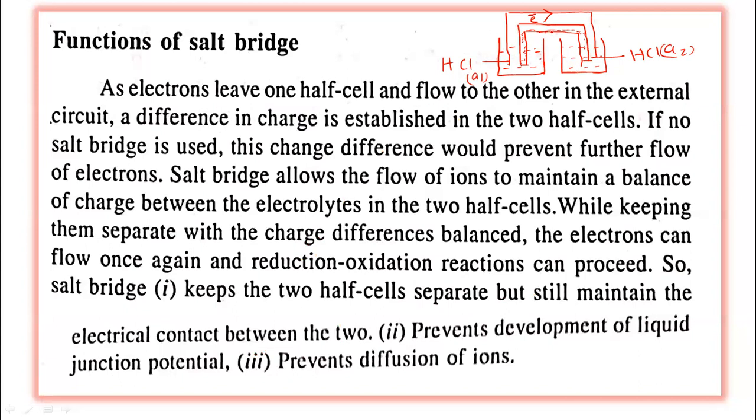Okay, if there is no salt bridge, what happens? There is no electrical contact. So the salt bridge maintains the electrical contact between the two. It also prevents the development of the liquid junction potential. There is no liquid junction potential now. And it also prevents the diffusion of the ions. The ions cannot diffuse from one side to the other side.